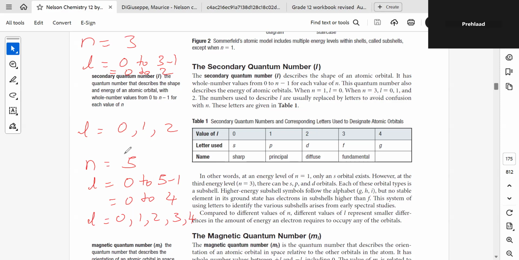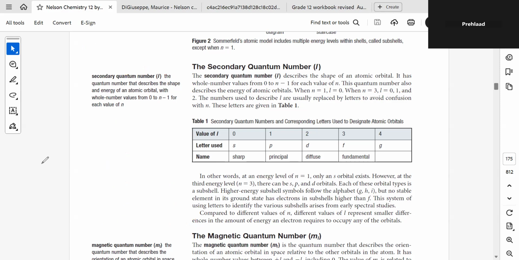Yes. So if you notice, if n is 5, there are 5 subshells. If n is 4, you had 4 subshells. If n is 3, you have 3 subshells. So the principal quantum number also tells you the number of subshells. Does that make sense? Yes.